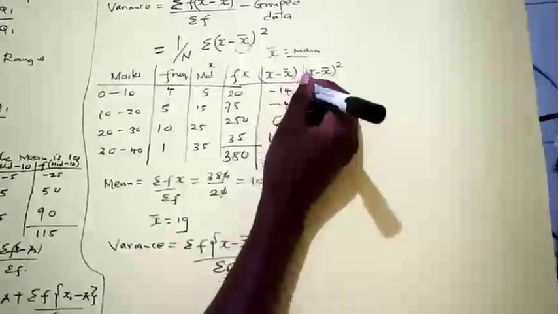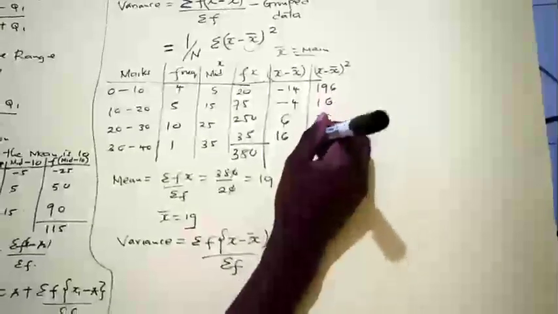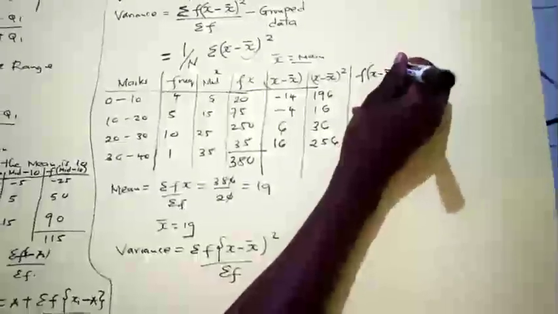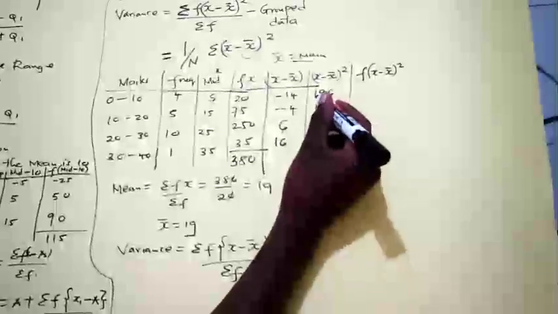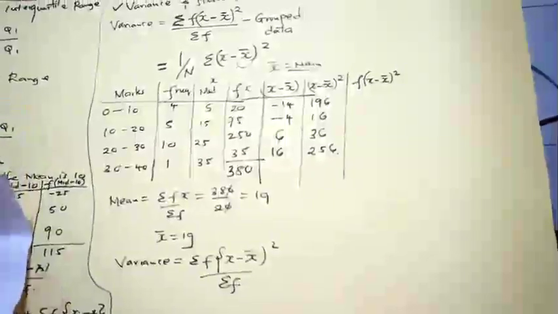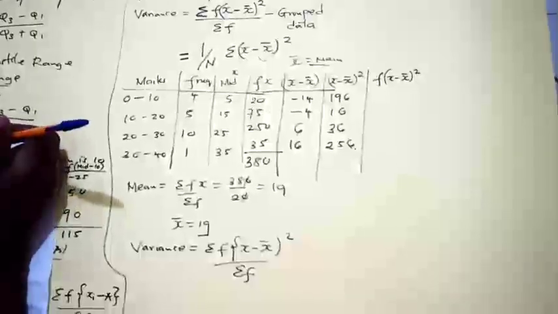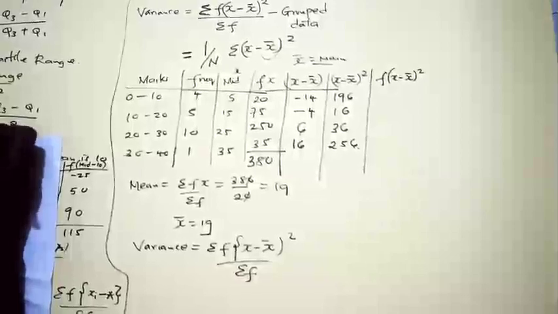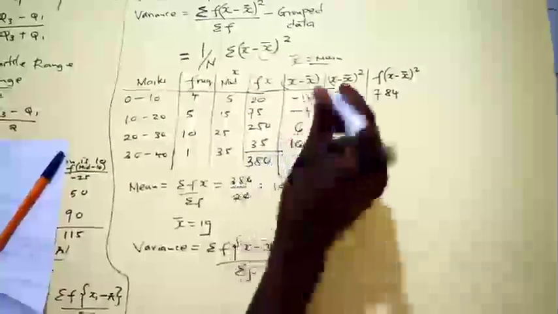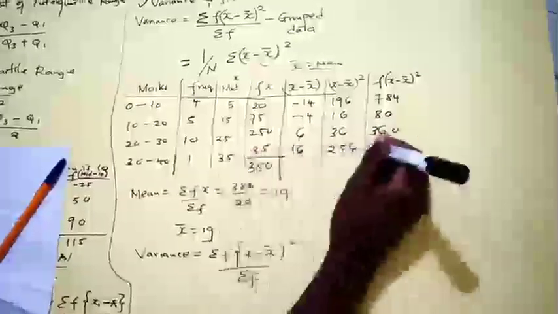Then we have another column, (x minus x bar) squared. So 14 times 14, which is 196. The negative disappeared because we are squaring. Then we have 16, we have 36, and then we have 256. Then we have f into (x minus x bar) squared. So your f is 4, you are multiplying by 196. 196 times 4, that is 4, we carry 2, that is 36, 38, we carry 3, that is 784. We have 16 times 5, which is 80. We have 10 times 36, which is 360. Then we have 1 times 256.